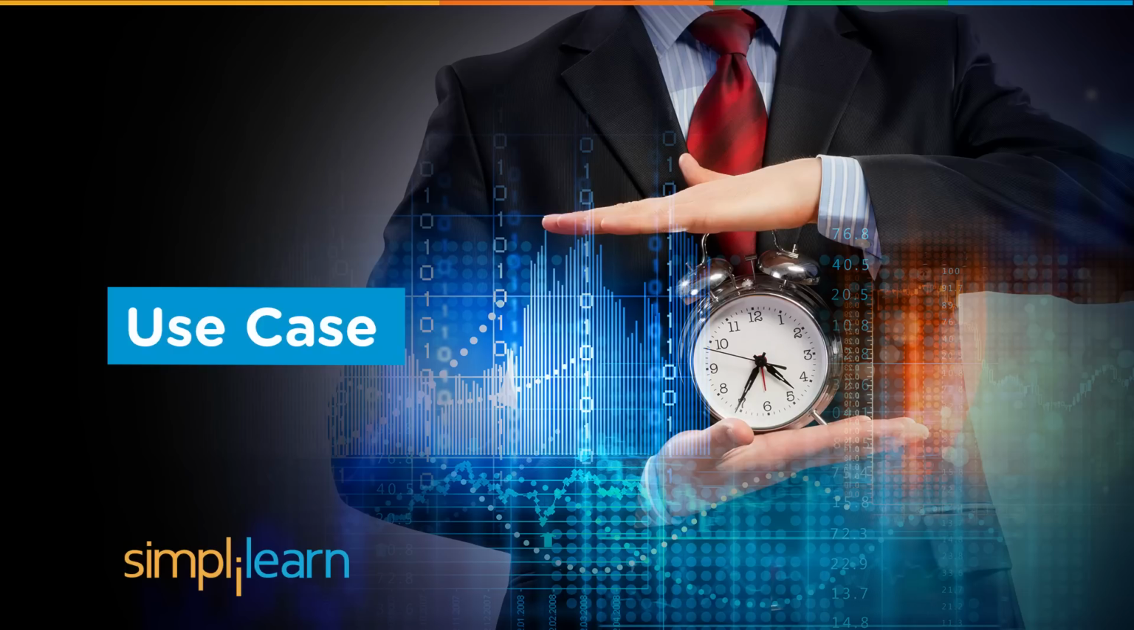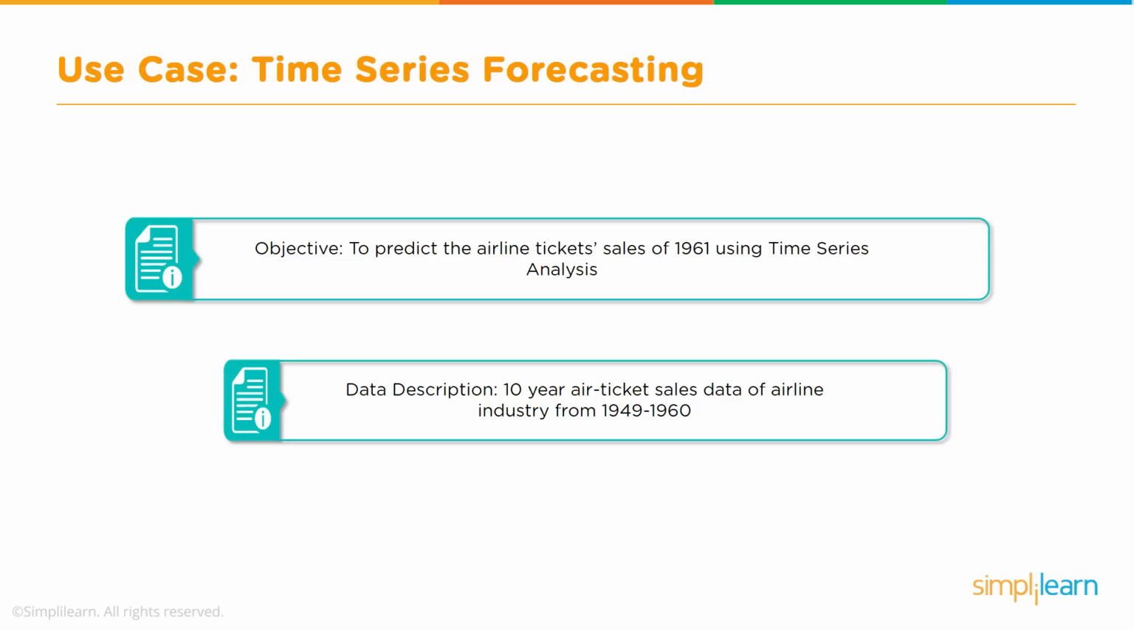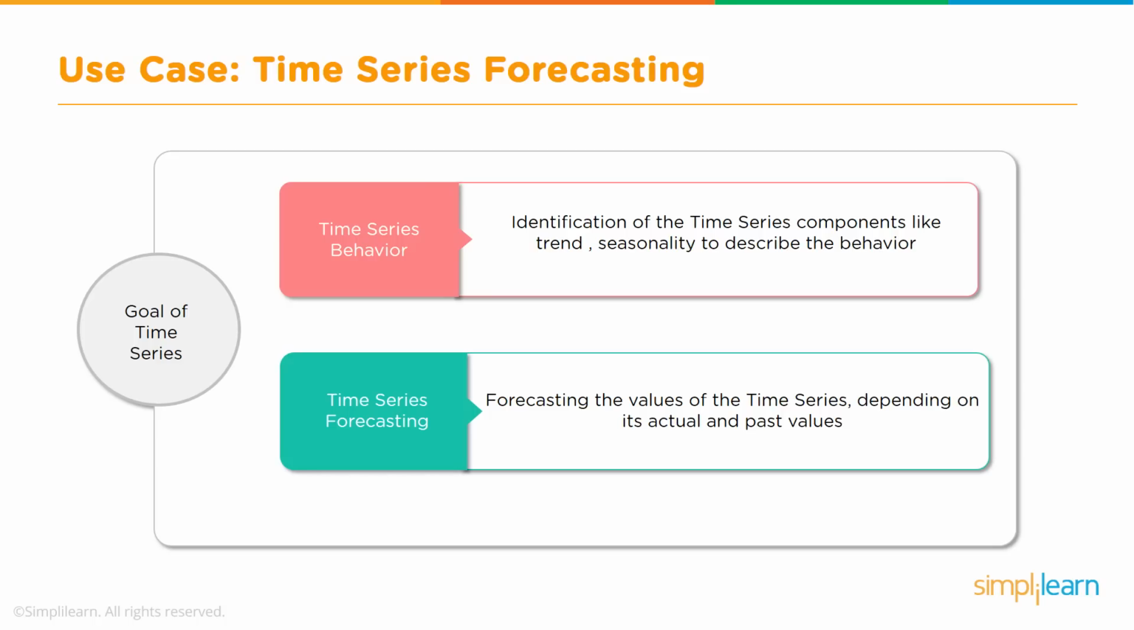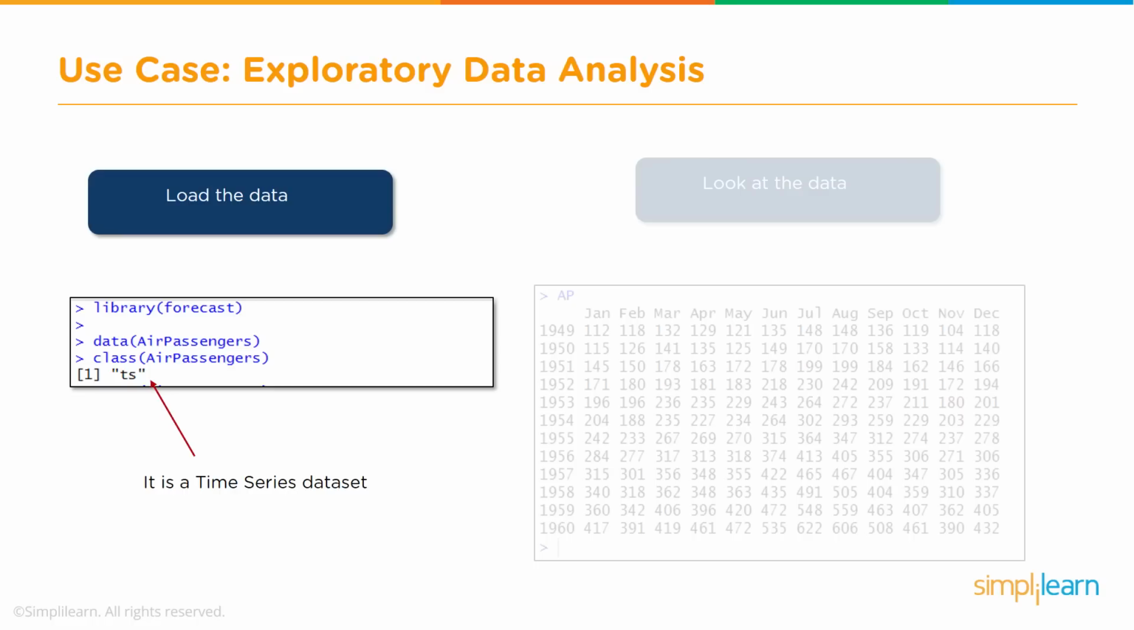Before we go into the code, let's just quickly understand what exactly is the objective of this use case. We are going to predict or forecast some values, and we have the data of the airline ticket sales of the previous years, and now we will try to forecast the values for the future years. We will basically identify the time series components like trend, seasonality, and random behavior. We will visualize this in RStudio, and then we will forecast the values based on the past values or historical data.